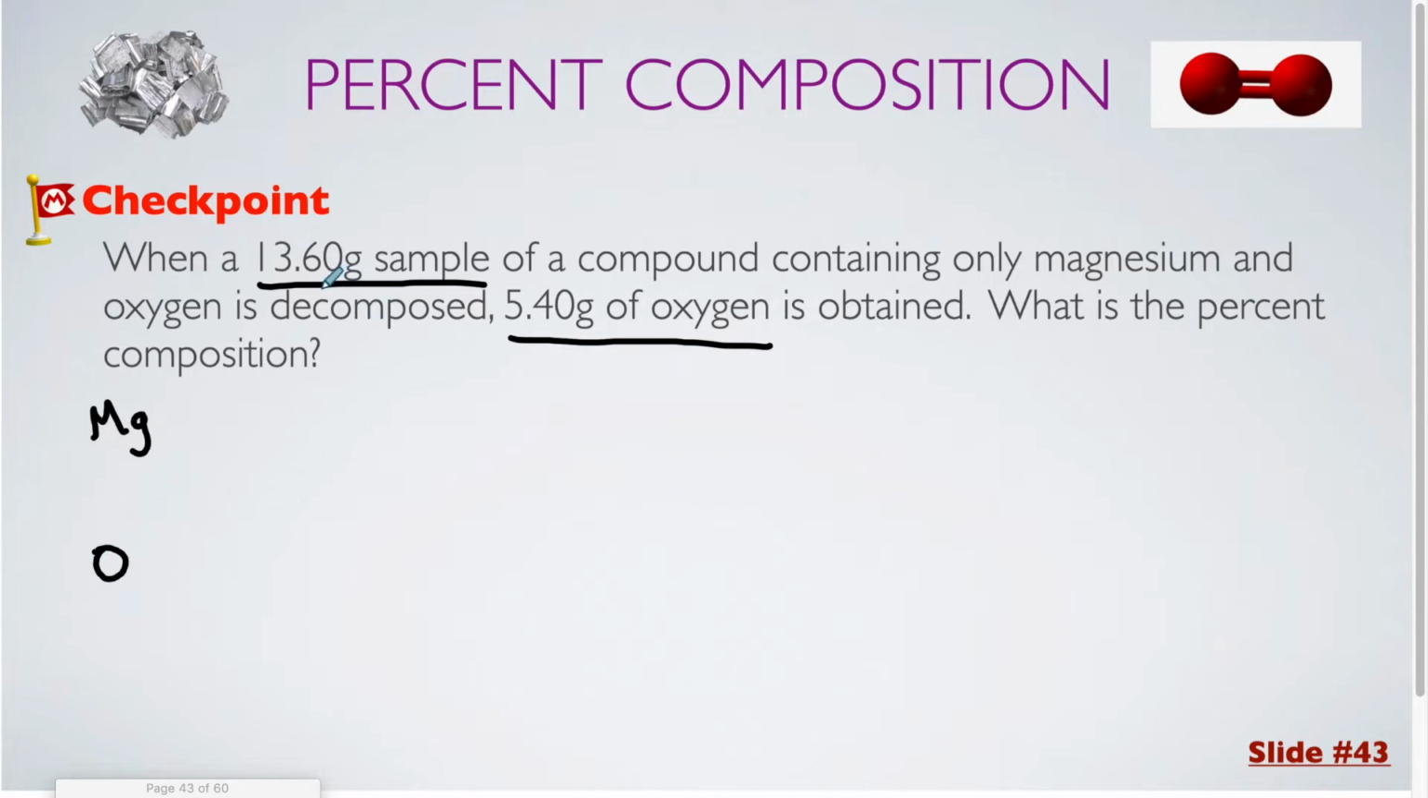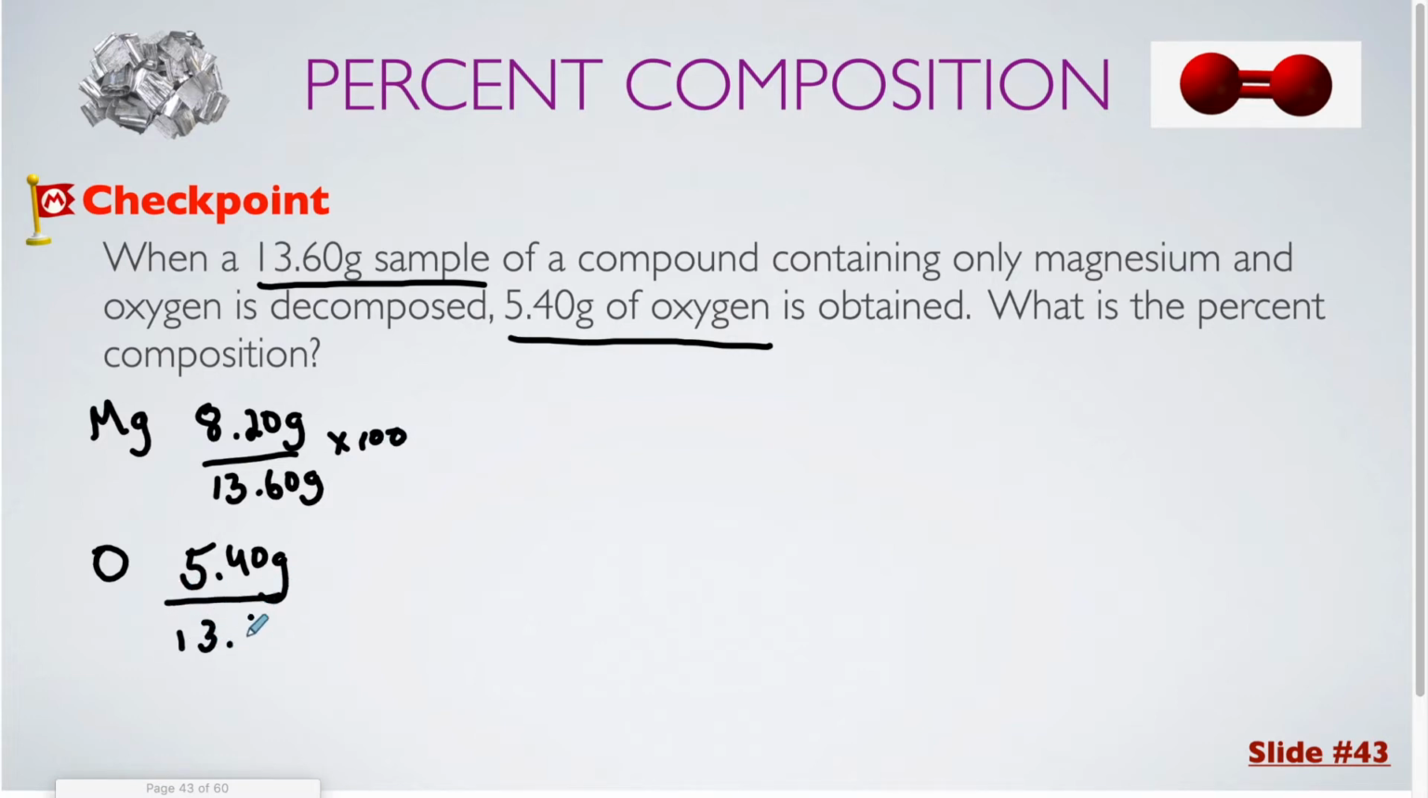We know that the total mass is 13.60. We know there are only two things, and we know that the oxygen is 5.40 grams. So if we just do some subtraction here, we can see that the magnesium is going to be 8.20 grams. Now our percentage is going to be the mass of the individual element divided by the total mass of the sample, which in this case is 13.60 grams. And then we're going to multiply by 100.